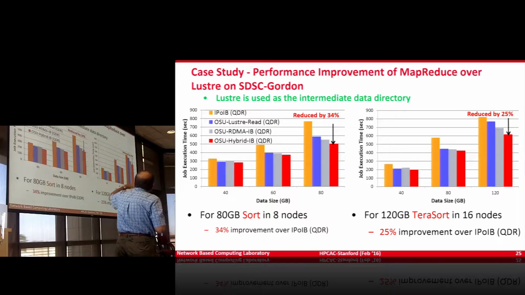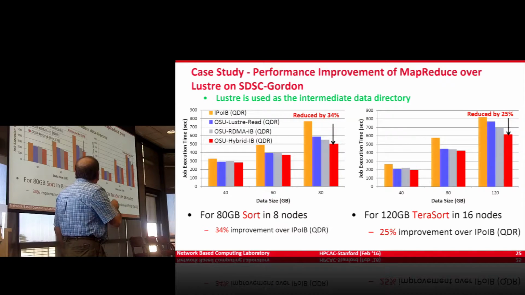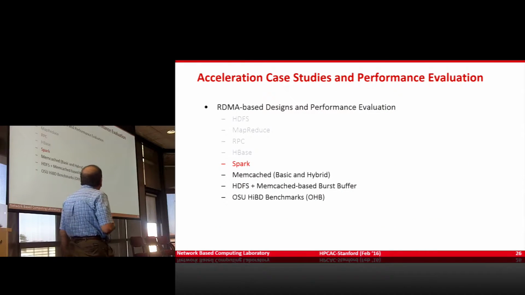On the other hand, let's say you have a cluster where you don't have local disk, so everything can go to the Lustre, your intermediate data as well as the end data. Then there is a higher load on the Lustre, so the benefits are a little bit smaller here. You can see it is reduced by 34% here, and by 25% here.